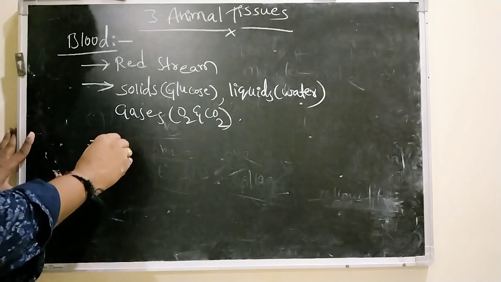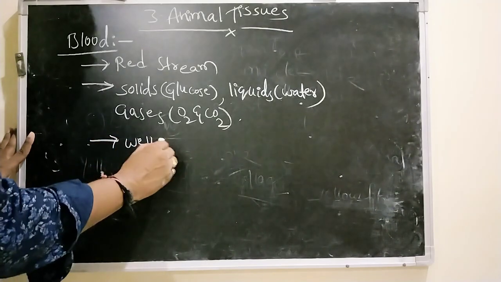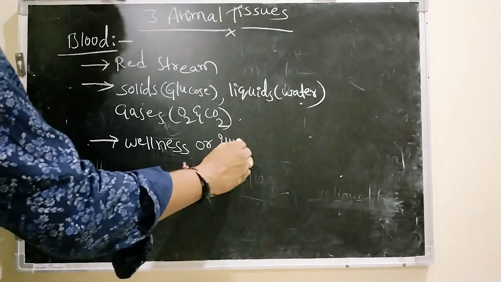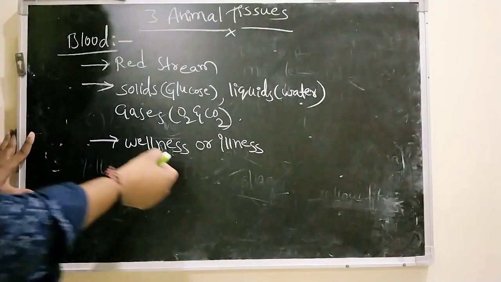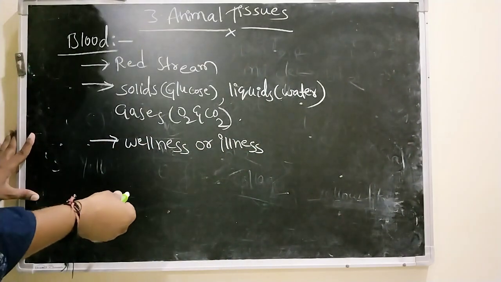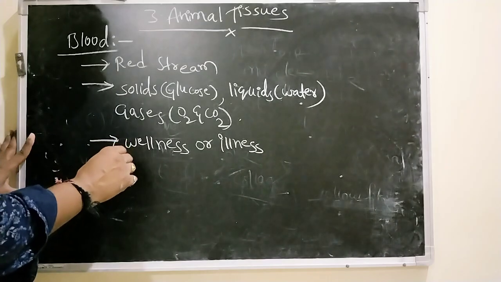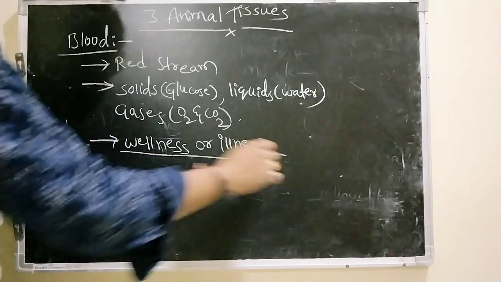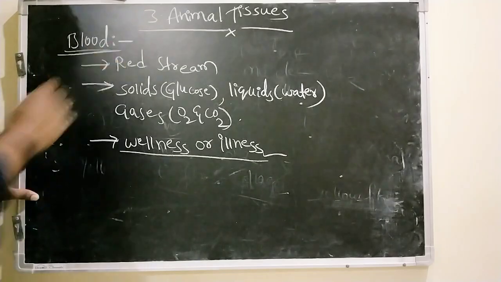The wellness or illness of a person is identified by blood. If a person is suffering from any disease, it can be noticed with the help of a blood test, right? That is why the wellness or illness of a person can be understood by a blood test.